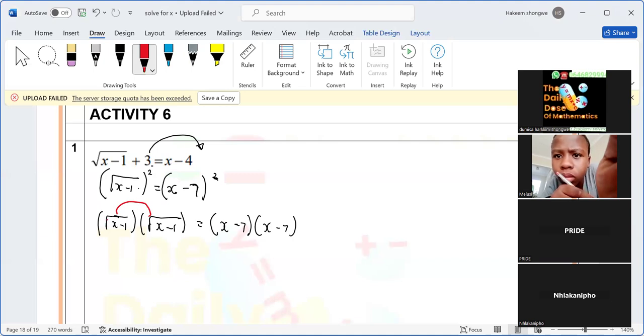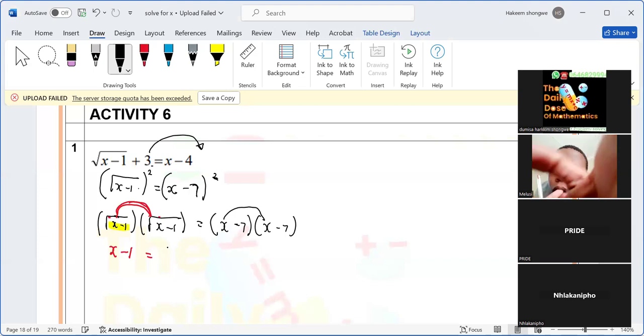I should multiply this root and this root. If you multiply a root and a root, you're going to get whatever is inside the root. In this case, what is inside the root is x minus 1. So we're going to write x minus 1, which is going to equal, this side there's no root, because there's no root, you multiply. So you say this one multiplied by this one.